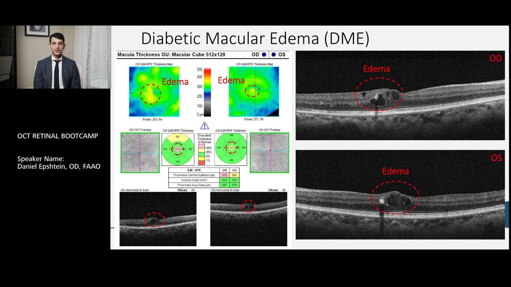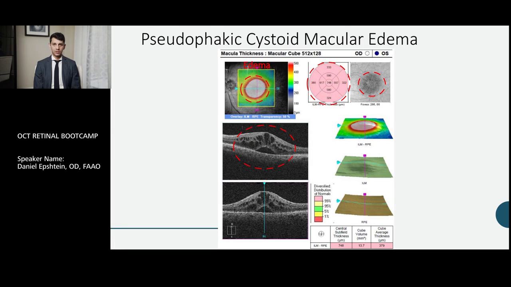And then the left eye is very similar, though a little more mild. Pseudophakic cystoid macular edema, so in patients who have had cataract surgery and then end up getting edema, will also look very similar. You're going to have that thickening on the retina maps, and that's going to correlate with what you see on the scans. It gives you a great view of the petaloid cysts, and that will help you distinguish this form of edema from maybe diabetic macular edema or something else.